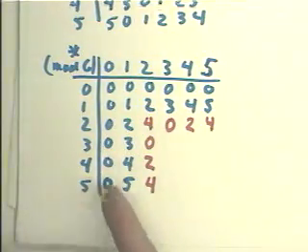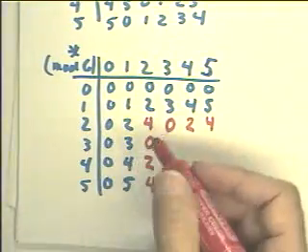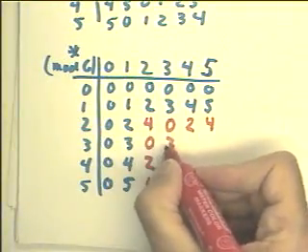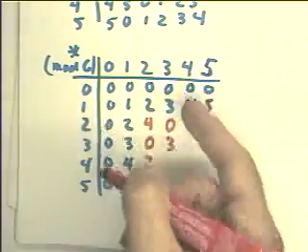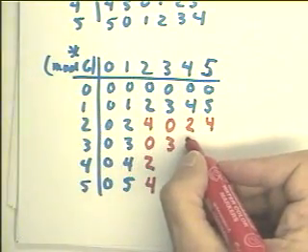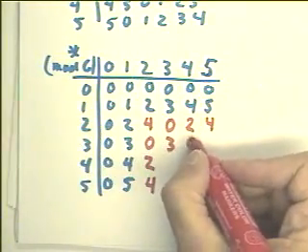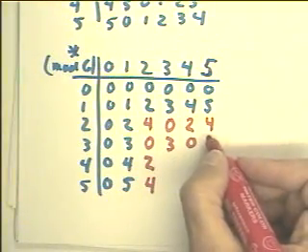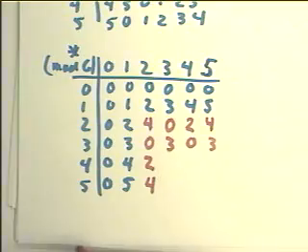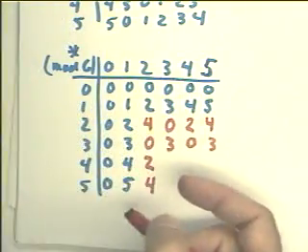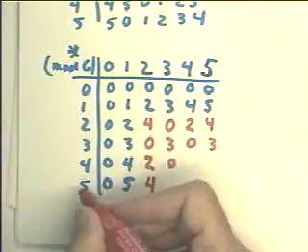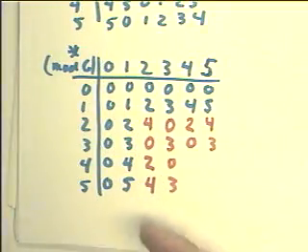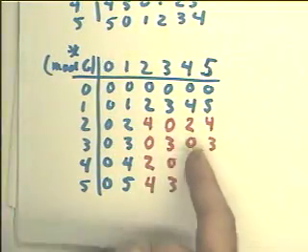If we continue the table, 3 times 3 is 9, which is a remainder of 3 on a 6-hour clock. 3 times 4 is 12, which is 0 on a 6-hour clock. 3 times 5 is 15, which is again a remainder of 3. 4 times 3 is 12, which is a remainder of 0. Well, of course, because of the commutativity, we're going to get the same numbers here that we got here.